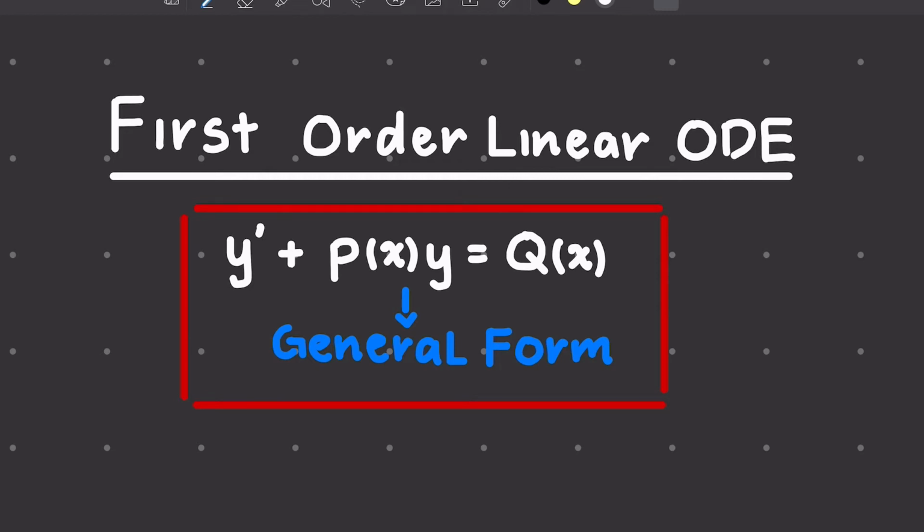Today we will talk about the first order linear ordinary differential equation. The linear differential equation will be in the form of dy/dx + p(x)y = q(x), and this is the general form of a linear differential equation. Without further ado, let's go to our first example.